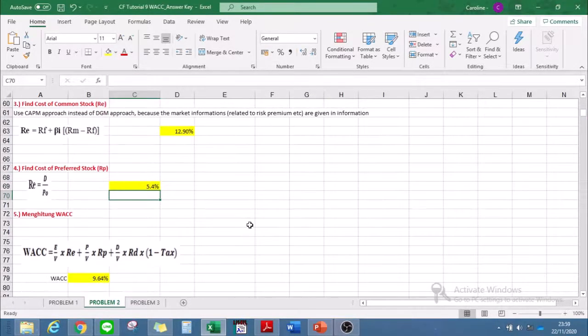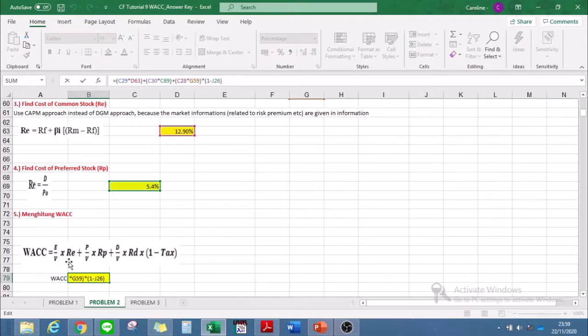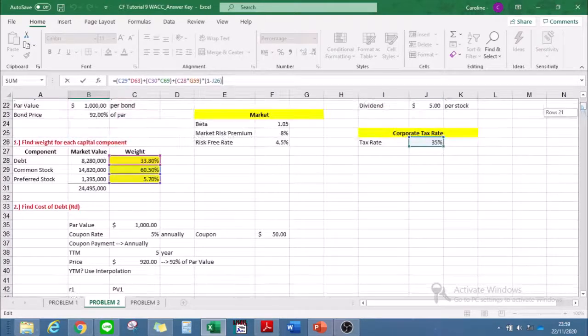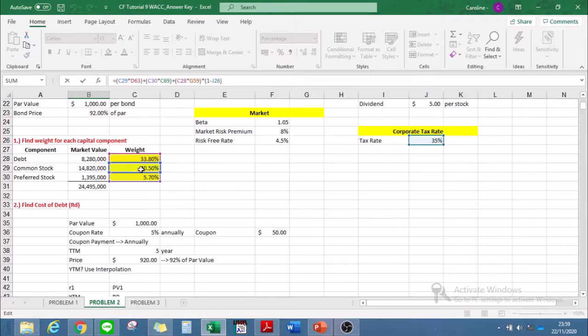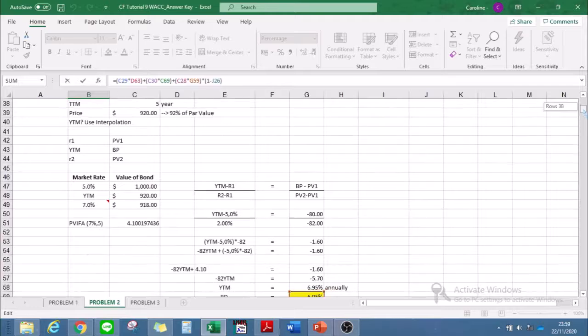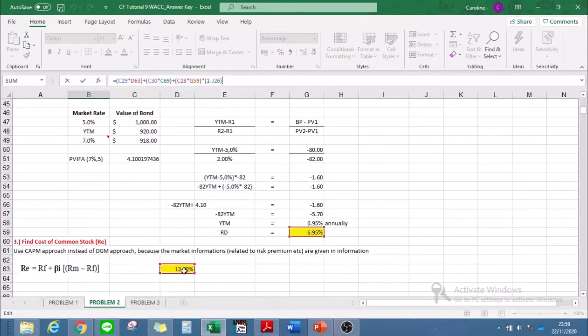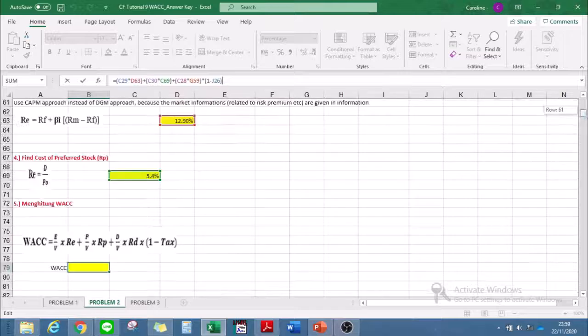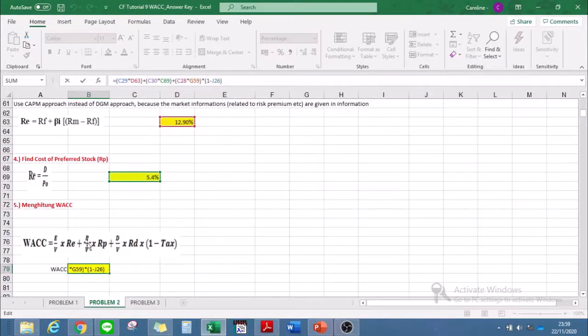After that, we can calculate the WACC, or the weighted average cost of capital. For this case, we need to plug in the numbers. E per V, as we have already calculated here, is 60.50%. You need to multiply it by the cost of the common stock, or the cost of equity, which is 12.90%, and then plus P per V multiplied by RP.